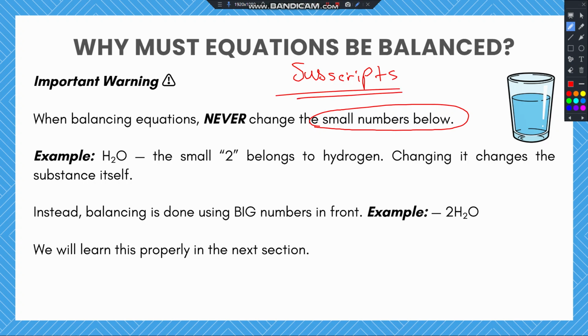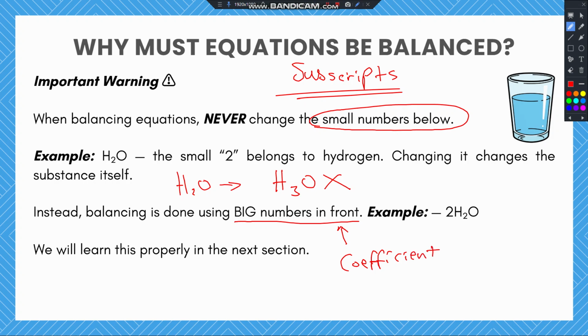So a very good example is what I want to show to you right now. You can see H2O over here. If it is included in a chemical reaction, you cannot change the small number, like from H2O to become H3O. This is not allowed in balancing chemical equations. When balancing chemical equations, you can only change the big numbers in front. Those big numbers in front are called coefficients.